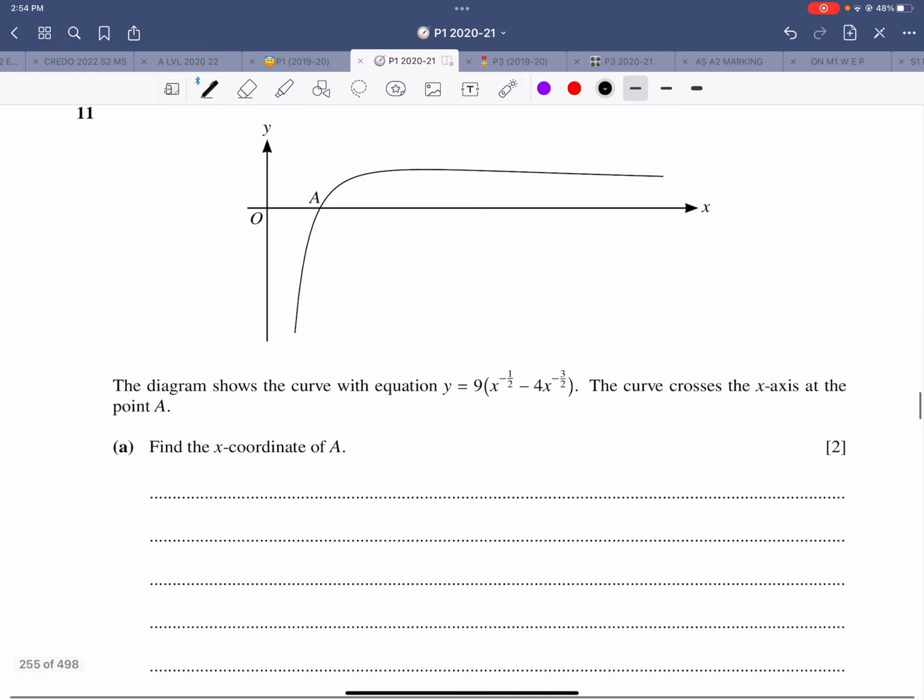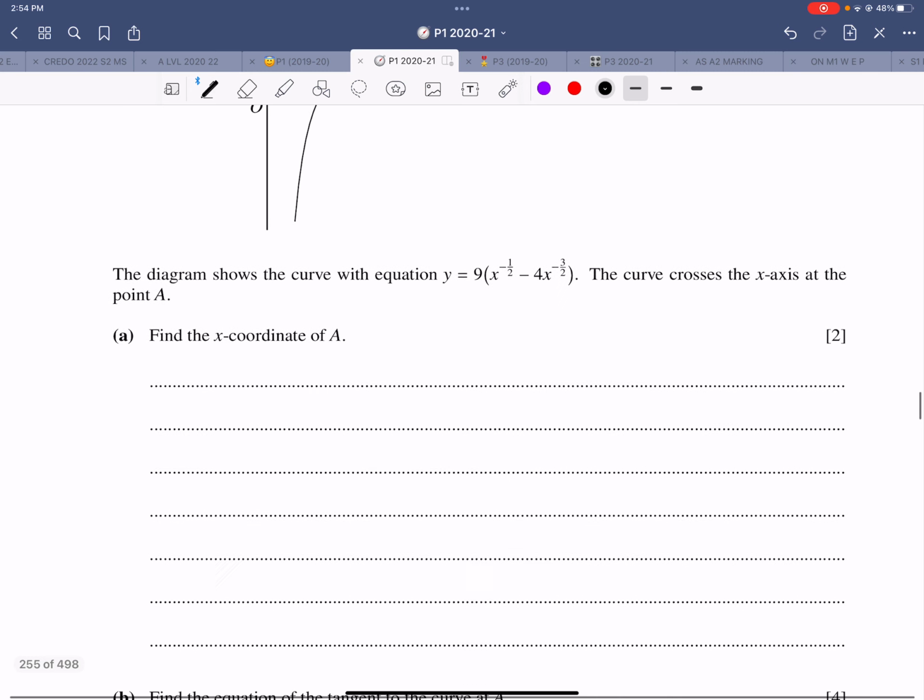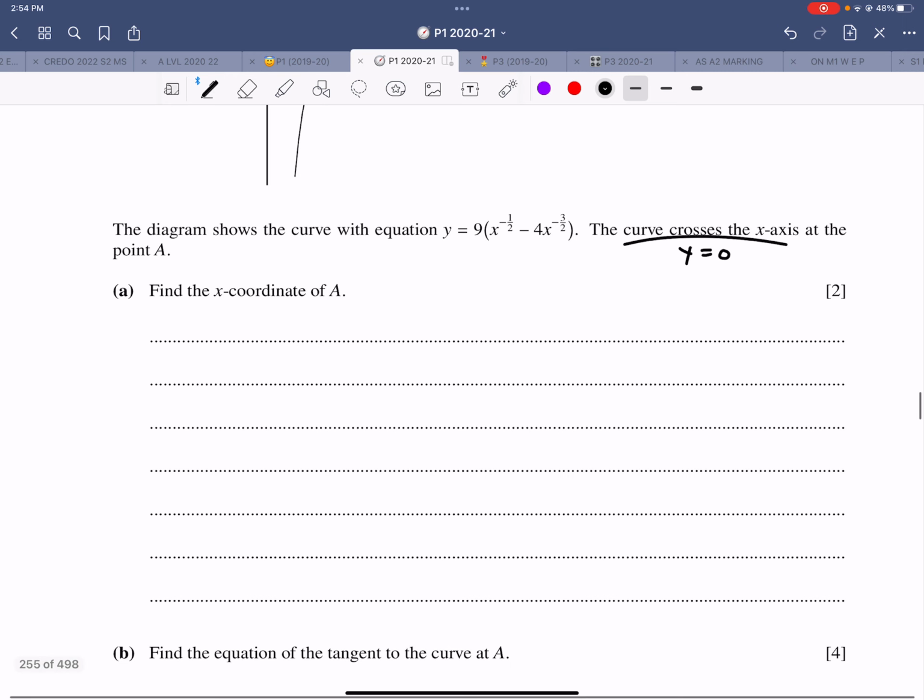A graph is there. The diagram shows the curve. The curve crosses the x-axis at point A. When a curve crosses the x-axis, the y-coordinate is 0. That is what you're interested in. Find the x-coordinate of A. So y equals 0. 9 disappears. Throw it out. And write it in the third form. So this is 1 over square root of x minus 4 over x root x equals 0.